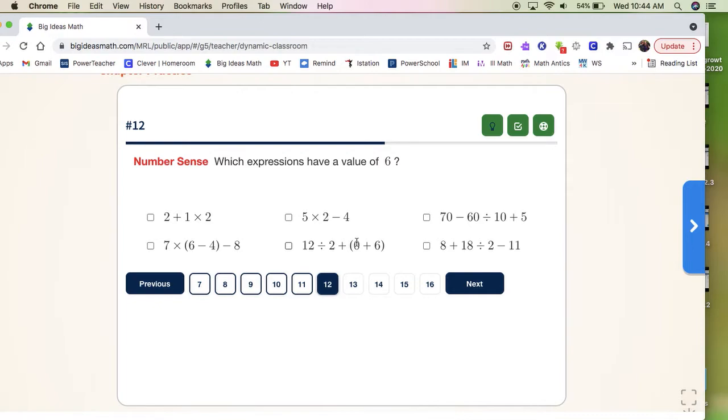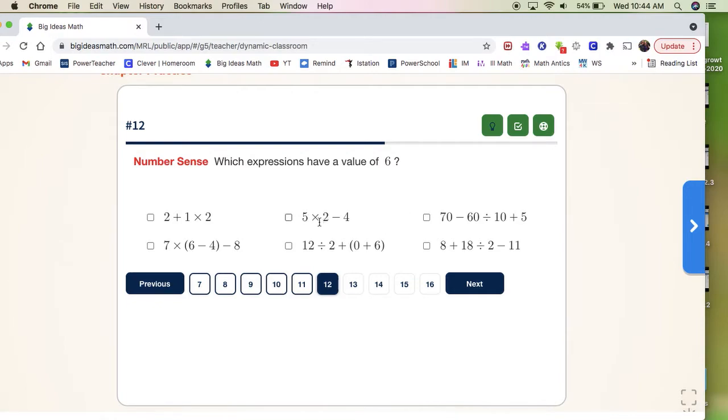Which expressions have a value of 6? So you're looking at all those and seeing which ones, if you work them out following the order of operations, would have a value of 6. Looking at this one, for instance, we have addition and multiplication. We're going to multiply first. You could probably do this in your head. 1 times 2 is 2. 2 plus 2 is 4. That does not have a value of 6.